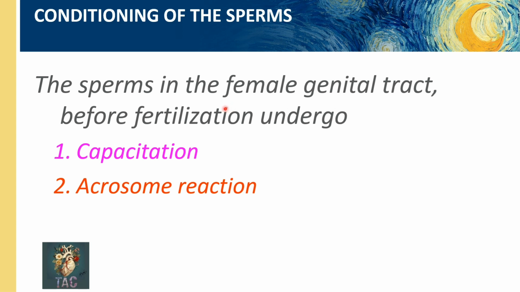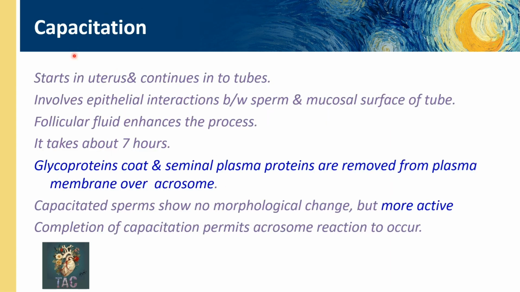First of all, before the process of fertilization starts, there must be conditioning of the sperm. Only the conditioned and capacitated sperm can fertilize an oocyte. Sperm in the female genital tract undergo the process of capacitation and then the acrosome reaction. Capacitation starts in the uterus and continues into the uterine tube, but most of it takes place in the uterine tube. It involves epithelial interactions between the sperm and the mucosal surface of the uterine tube.